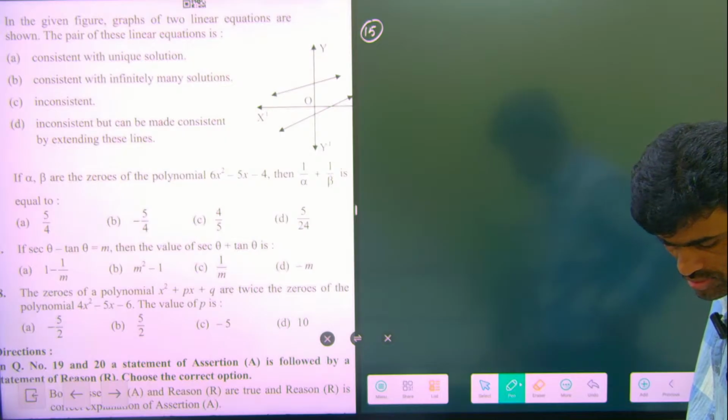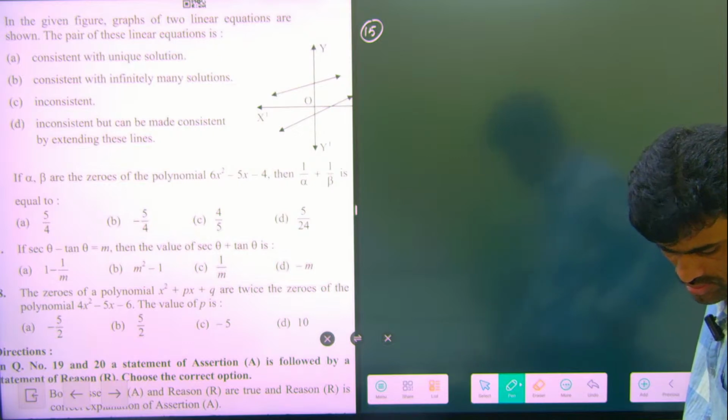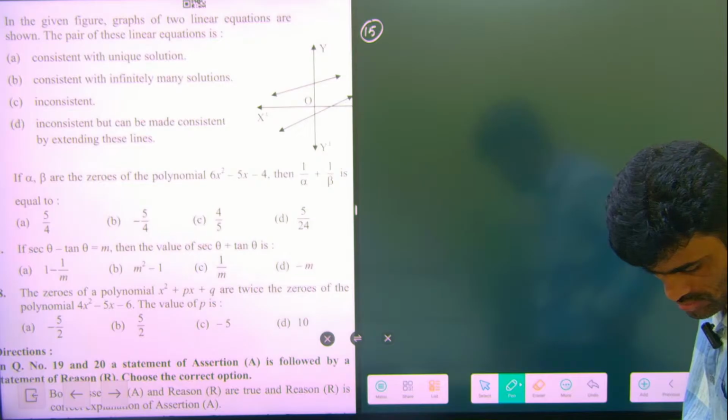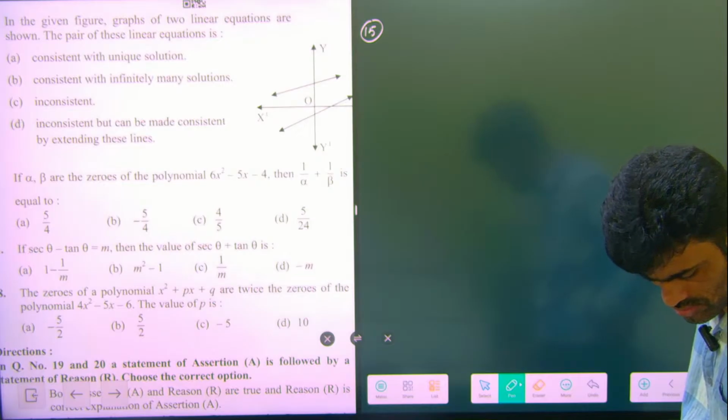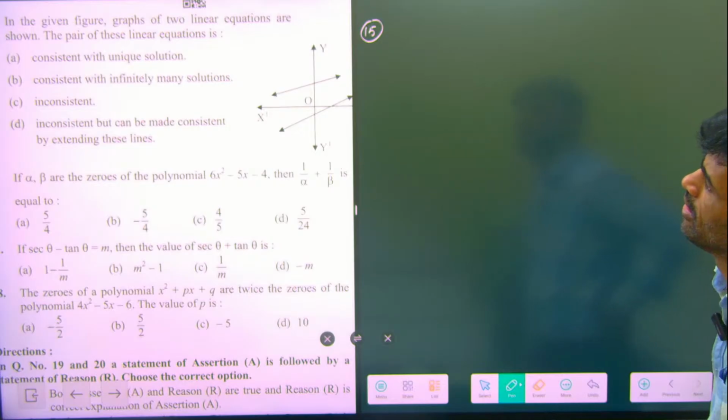Can you see the board clearly, completely? Yes, okay.